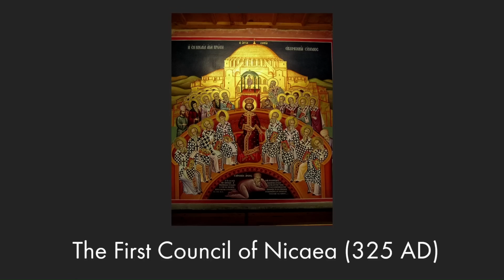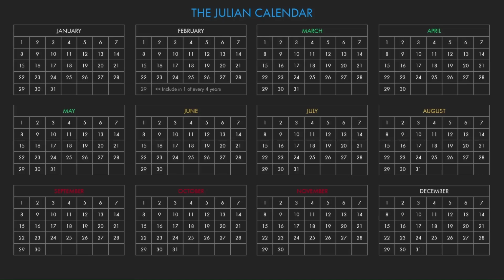Enter the First Council of Nicaea, a meeting of Christian clergymen in 325 AD, at which many different things were discussed, including the date of Easter. Most Christians were using the Julian calendar at this point, and there was a broadly echoed sentiment that the Church should stop relying on the Hebrew one.